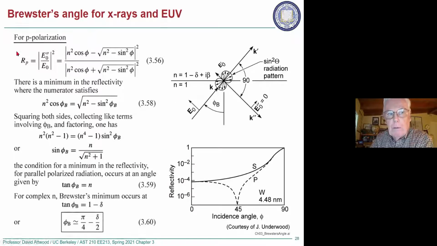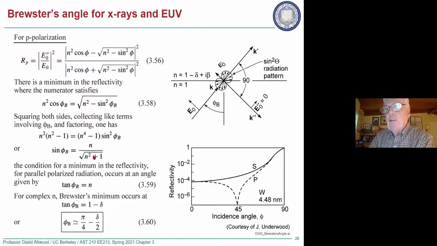So here's the formula that we were looking at a moment ago. And to find Brewster's angle, we ask, when is this reflectivity going to 0? So we set the numerator up here equal to 0. So this part is going to equal this part. So, okay. And when we do that, a subscript B appears for Brewster's, okay. And you can square both sides and you can solve for this. And what you'll find is that the Brewster's angle is the refractive index divided, as you see here, by square root n squared plus 1.